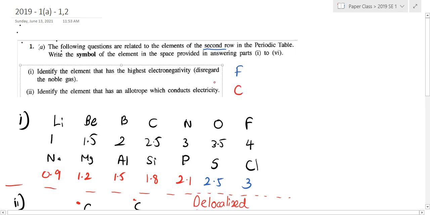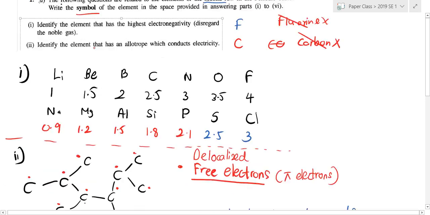They have asked you to write a symbol. If you write carbon here, it is wrong and marks will be deducted. If you write fluorine in the previous one, marks will be deducted. You have to put the symbol, as they have mentioned, specially in bold letters: symbol. You have to consider these bold letters.